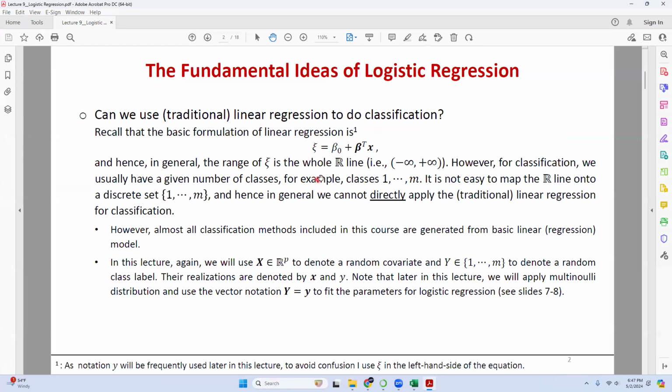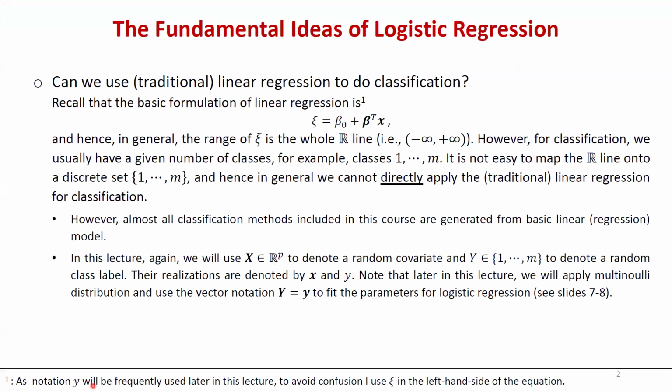By the way, here I use Cassie instead of Y because in this lecture we will use Y to indicate the label a lot. I just don't want to make a confusion in the notation. So temporarily, I use Cassie here. So I have the regression formula as Cassie equal to beta 0 plus beta transpose x. Again, for regression, our parameters are beta 0 and the beta vector. And then technically, the range of Cassie can be the whole R line, which is negative infinity to positive infinity.